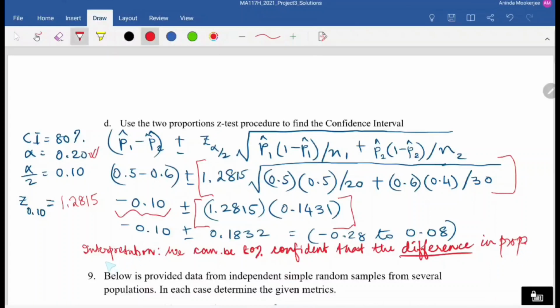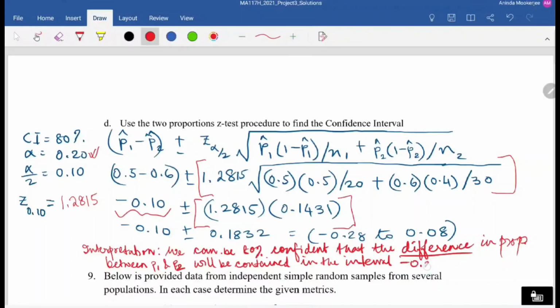that the difference in proportion between p sub 1 and p sub 2. Again, the interpretation also has to have population notation. P sub 1 and p sub 2 will be contained in the interval, and then state your interval.